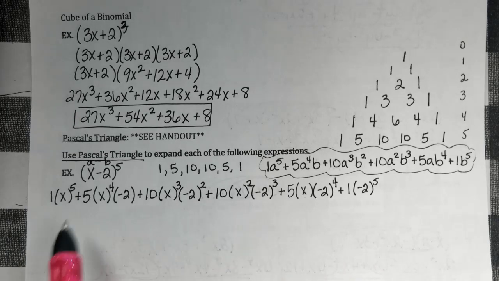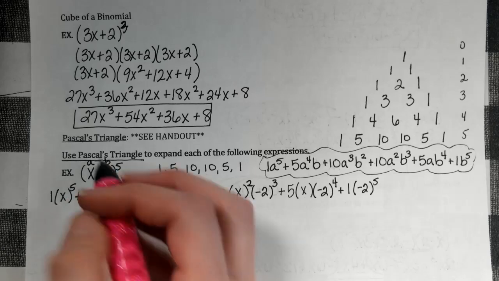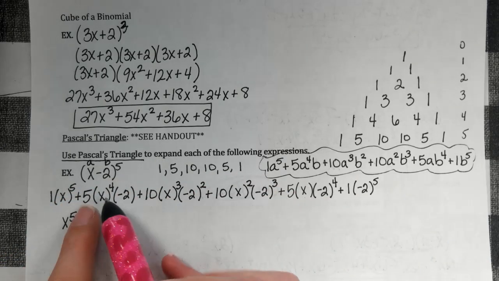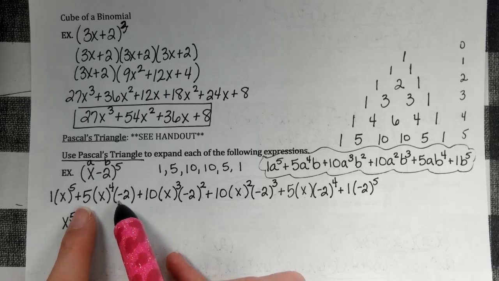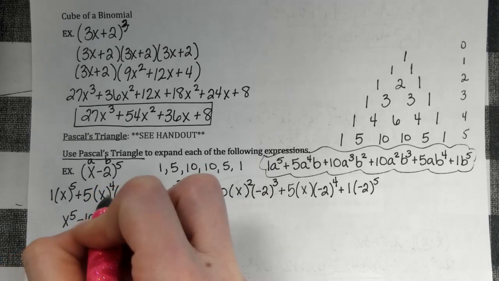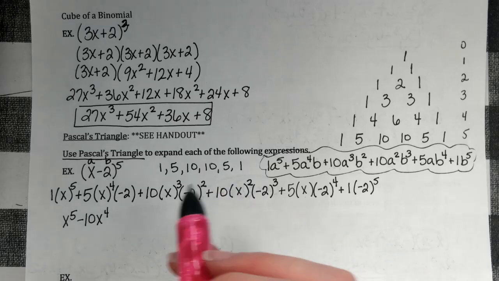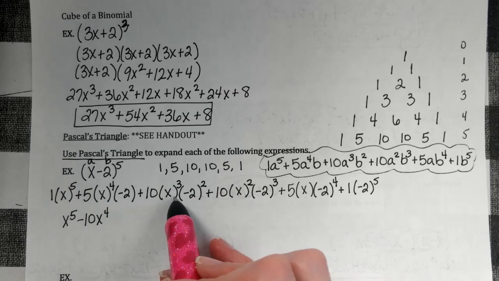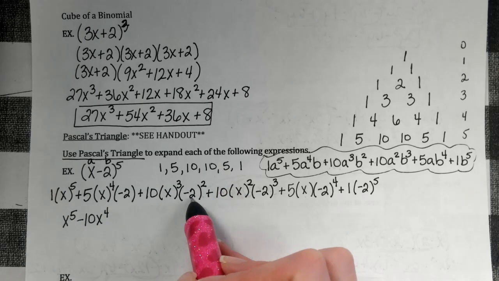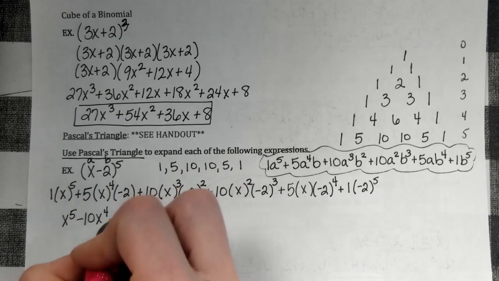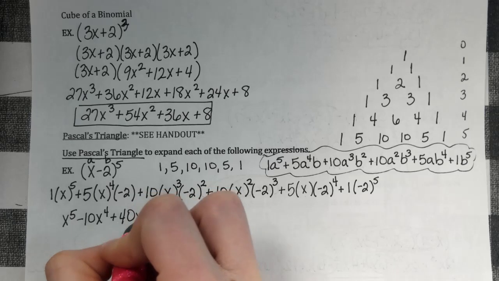From there, I'm going to clean it up. If I have 1x to the 5th, that is just x to the 5th. When I have these terms, I'm going to multiply 5 times x to the 4th times negative 2. So 5 times negative 2 is negative 10, and I have x to the 4th. Then my next term, I have 10 times x cubed times negative 2 squared. Negative 2 squared is a positive 4. Positive 4 times 10 is 40 x cubed.